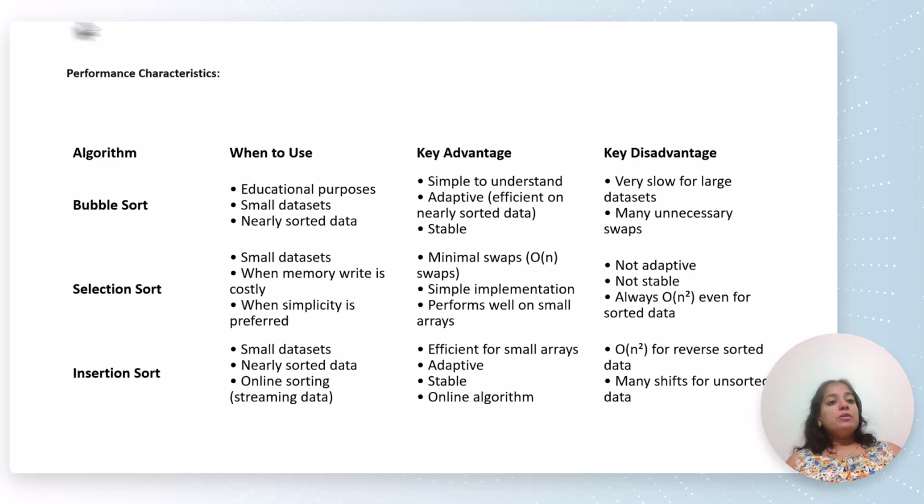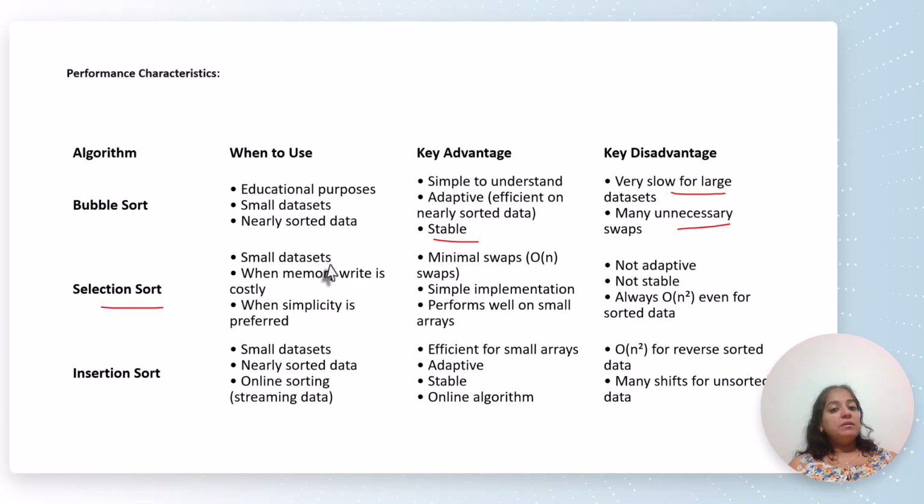So if we talk about the performance characteristics, when should we use which algorithm? Bubble sort, when to use? Just for educational purposes, to understand the concept of sorting, or for small data sets, or with data which is already almost sorted. It is an easy algorithm, easy to implement, easy to understand, and stable. Very slow for large data sets, and it has many unnecessary swaps which make it complex.